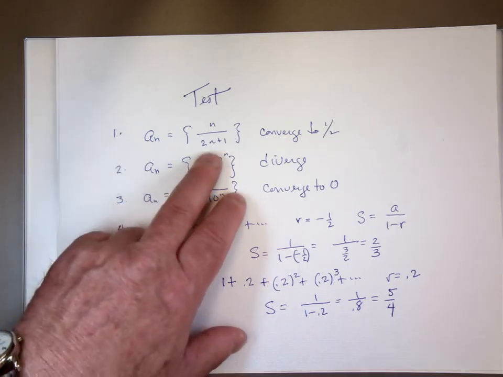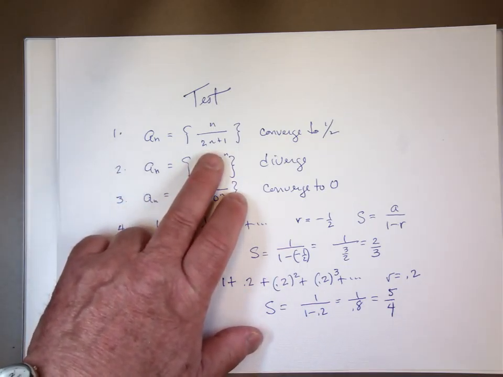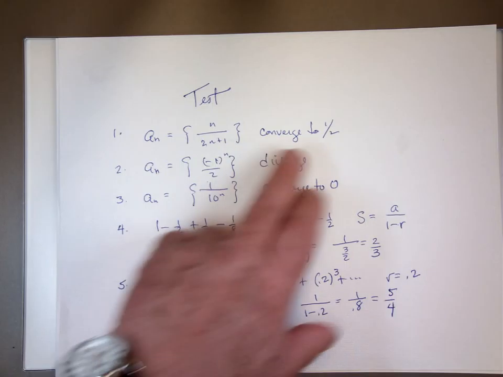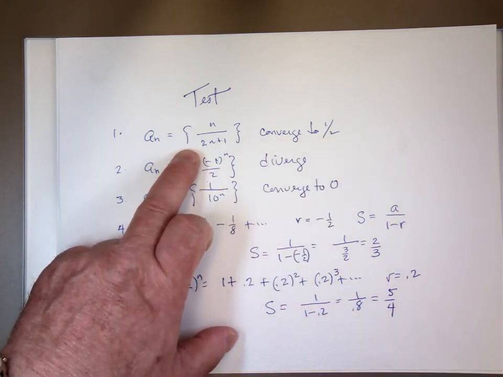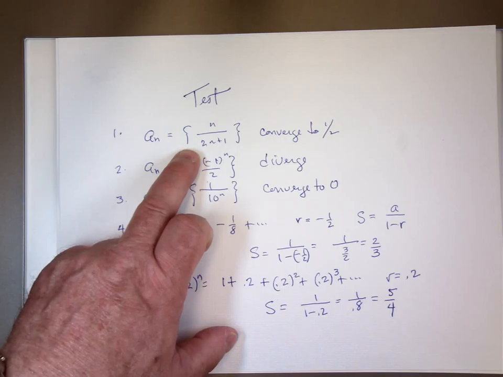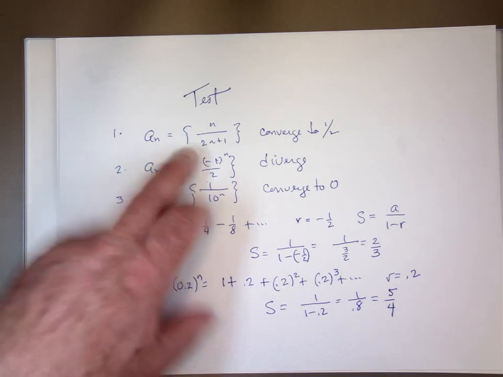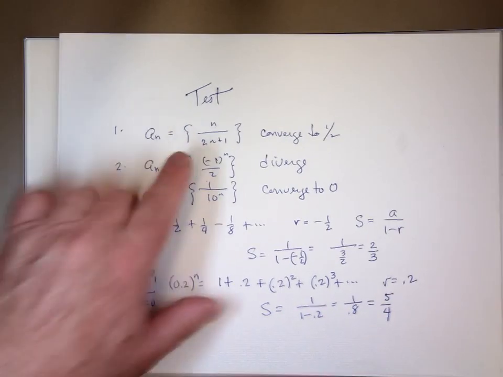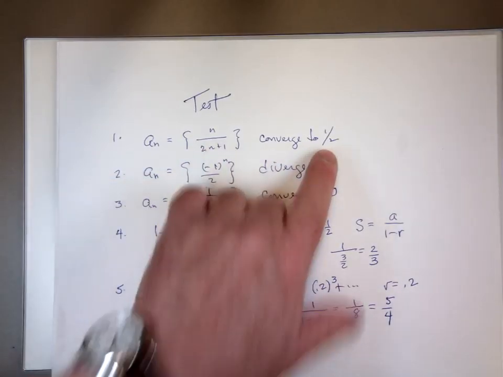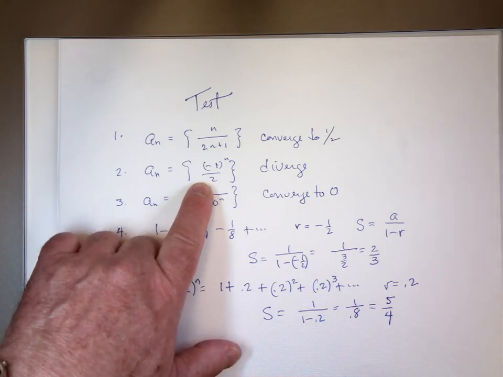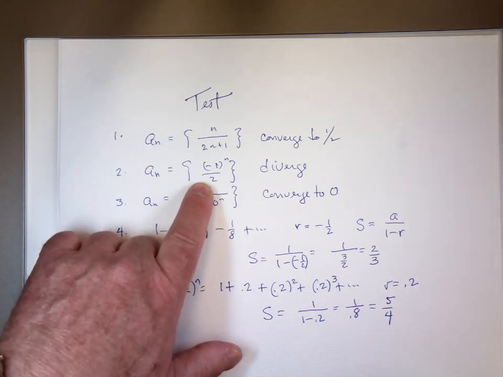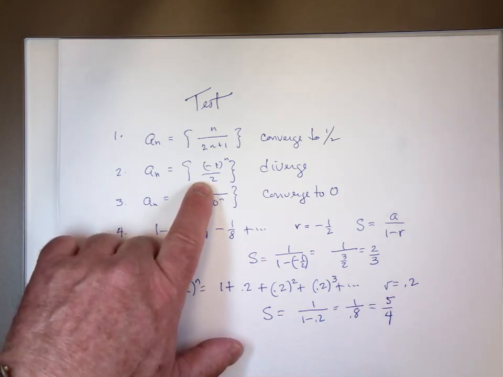The first one was the nth term of the sequence is n over 2n plus 1. It converges to 1/2. Take the limit as n goes to infinity. As long as the sequence's nth term has a limit, finite and real, the sequence will converge. So this sequence converges to 1/2. This sequence, however, does not. It diverges because it goes negative 1/2, positive 1/2, negative 1/2, positive 1/2, and there is no limit.